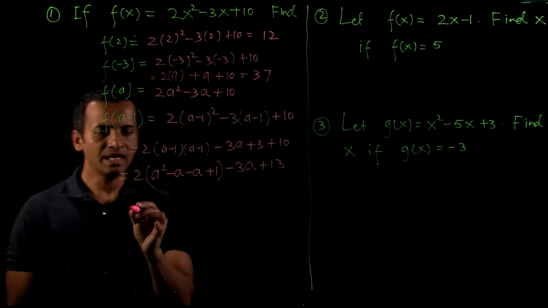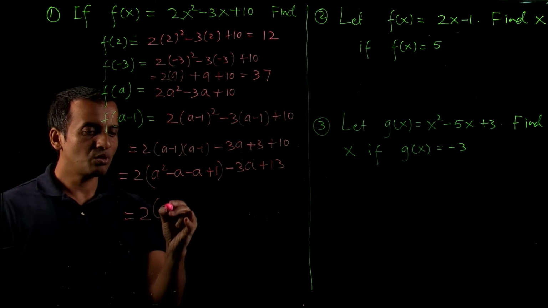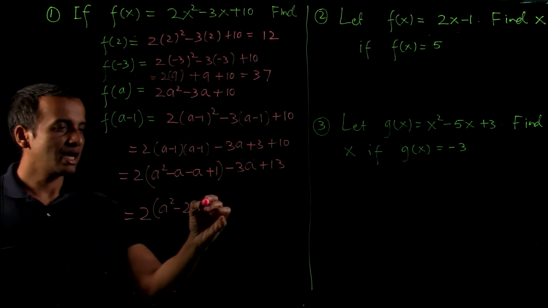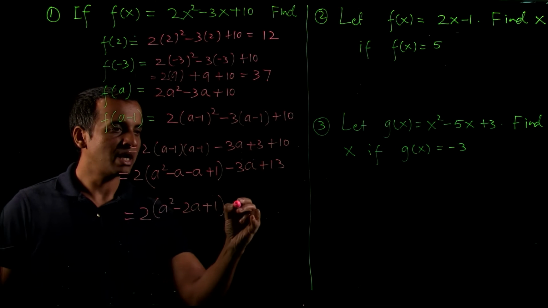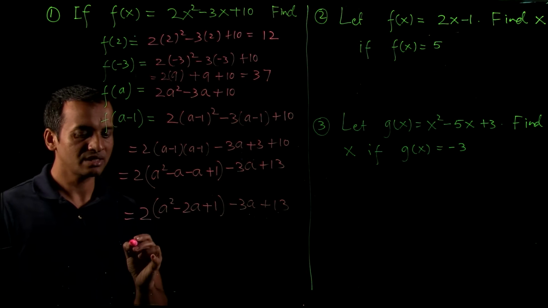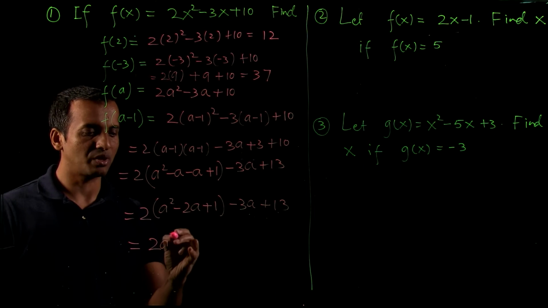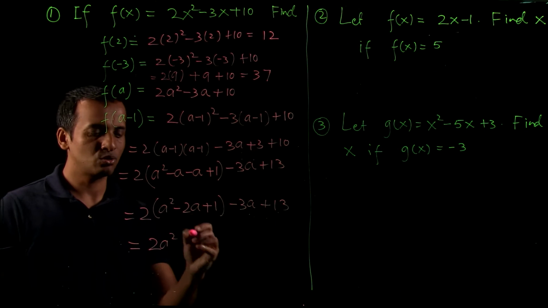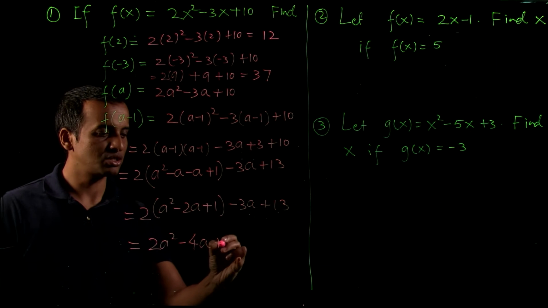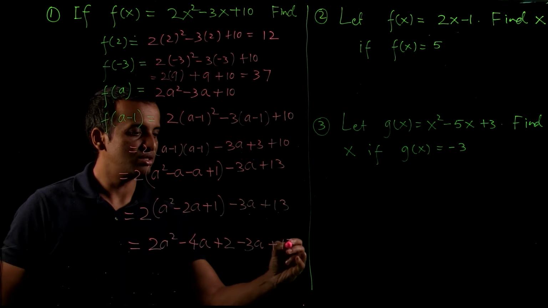Makes sense? Next step is 2a squared, and then minus a minus a will be negative twice a, correct? And then plus 1 minus 3a plus 13. Makes sense? So this is equal to, now let me distribute this 2. It will be 2a squared, and then 2 times negative 2a will be minus 4a, and then 2 times positive 1 is plus 2, and then minus 3a, and then plus 13.